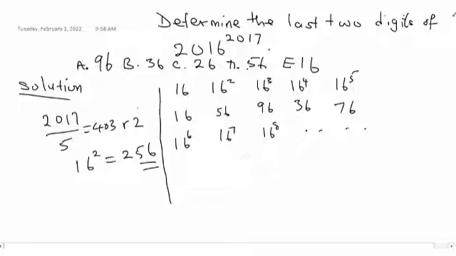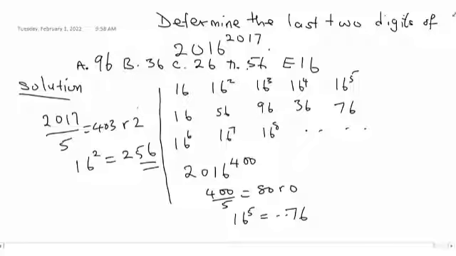Now let us take, for instance, that we have 2016 raised to, let's say, 400. It is the same thing as saying 400 divided by 5, and that gives us 80, remainder 0. If the remainder is 0, then it means that 400 is evenly divisible by 5. So for a remainder of 0, it is going to have the same value as 16 raised to power 5. So that means the last two digits will be 76. If you evaluate this, you are going to get 76.